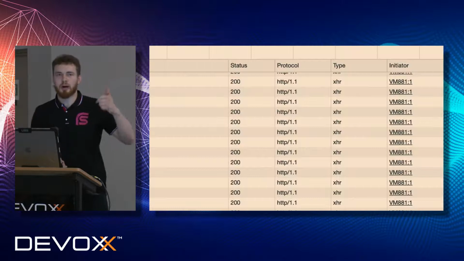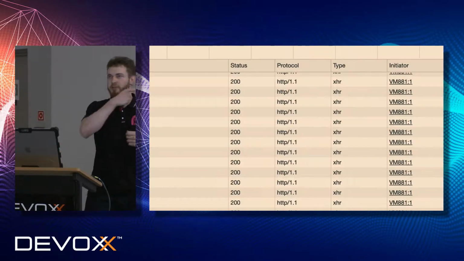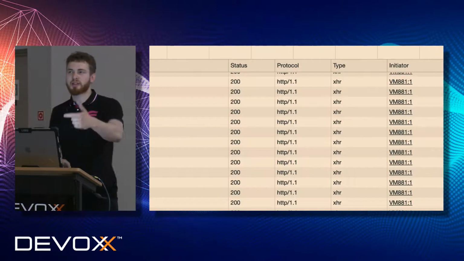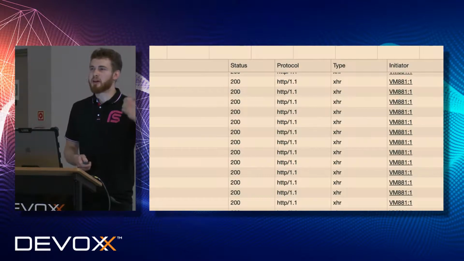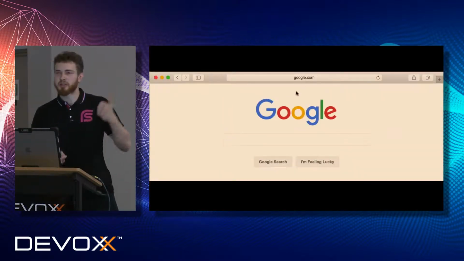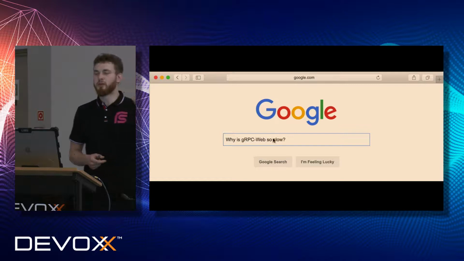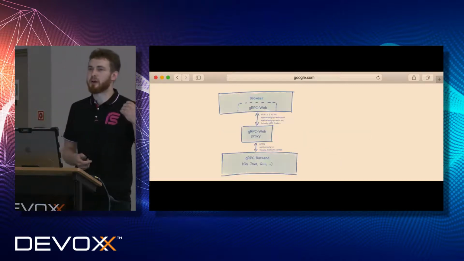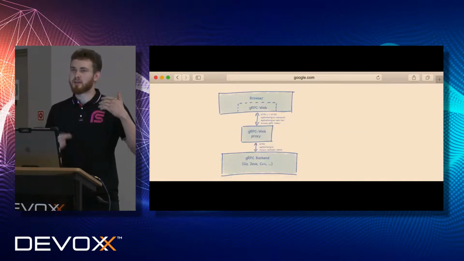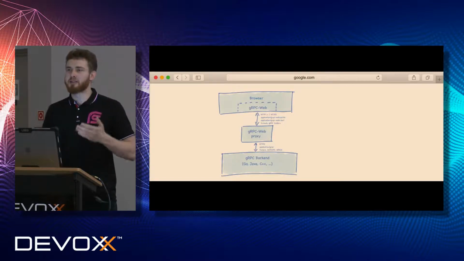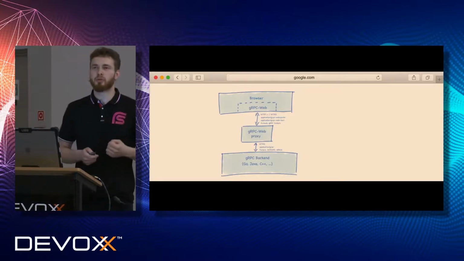You can open this game in your browser from your laptop, and you will see the same number of location requests. And if you Google why gRPC is a little bit slow, you will see the following design schema of gRPC Web, which means that gRPC Web is a fake. There is a proxy in between which causes all the problems.